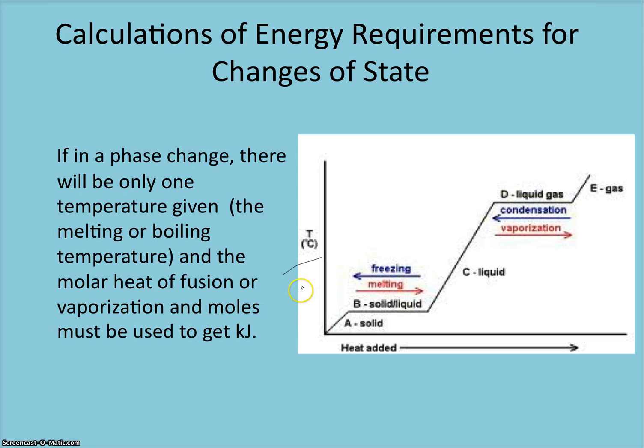If, however, you're in a phase change, melting or boiling, you're not going to be given multiple temperatures. You'll be told it's boiling at 100 or melting at 0 or freezing, etc. So you're going to have to use those heats of fusion or vaporization and get moles from your quantity, and kilojoules will be what comes out.